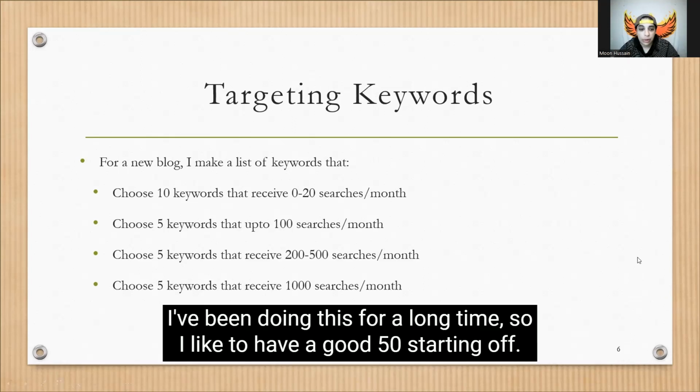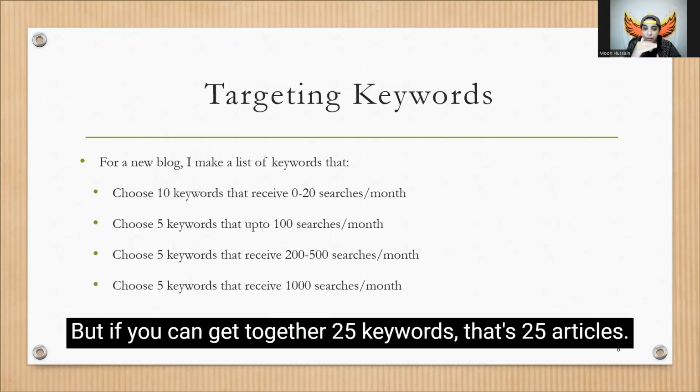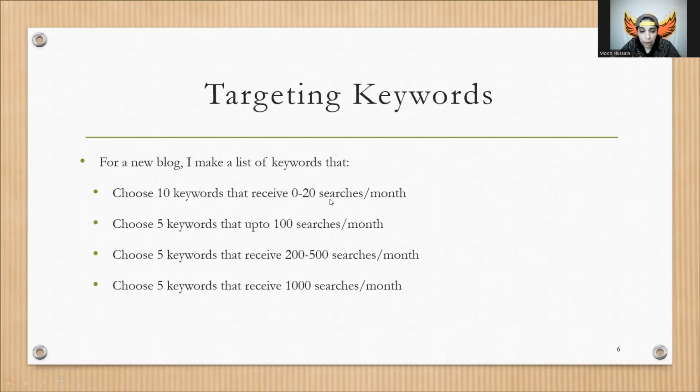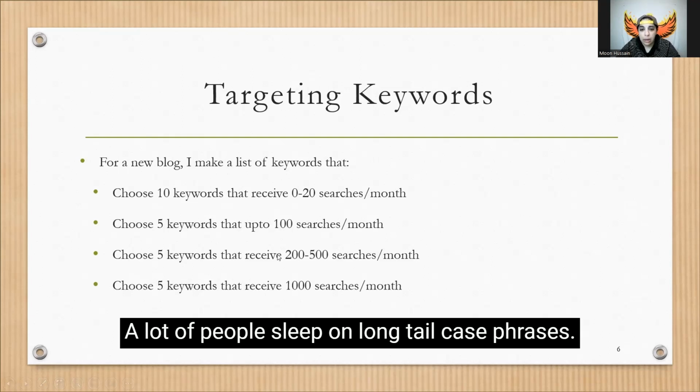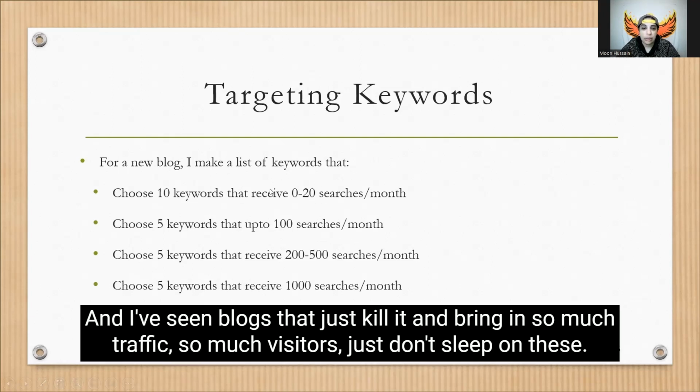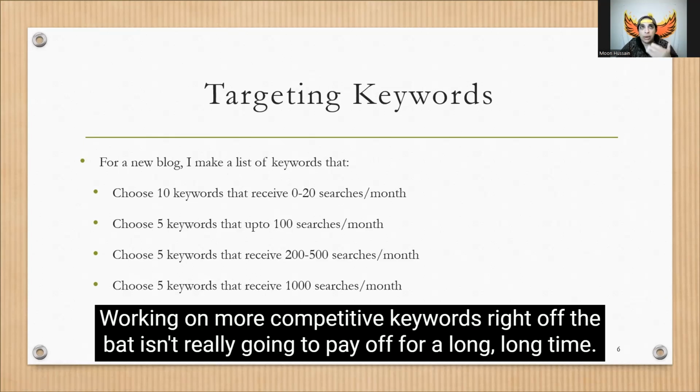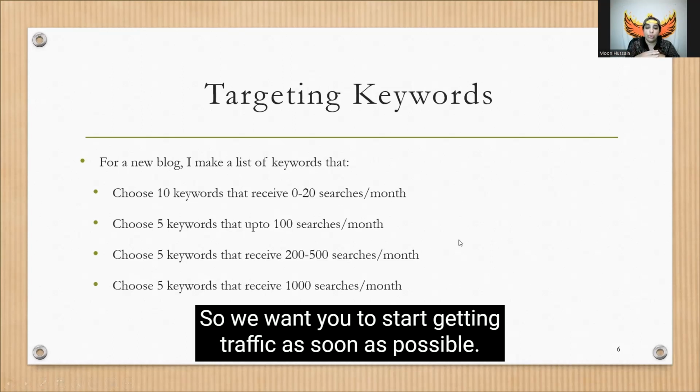I've been doing this for a long time, so I like to have a good 50 starting off, but if you can get together 25 keywords, that's 25 articles. Get going with those. A lot of people sleep on long tail key phrases, and I've seen blogs that just kill it and bring in so much traffic, so many visitors. Just don't sleep on these. Working on more competitive keywords right off the bat isn't really going to pay off for a long, long time. So we want you to start getting traffic as soon as possible.